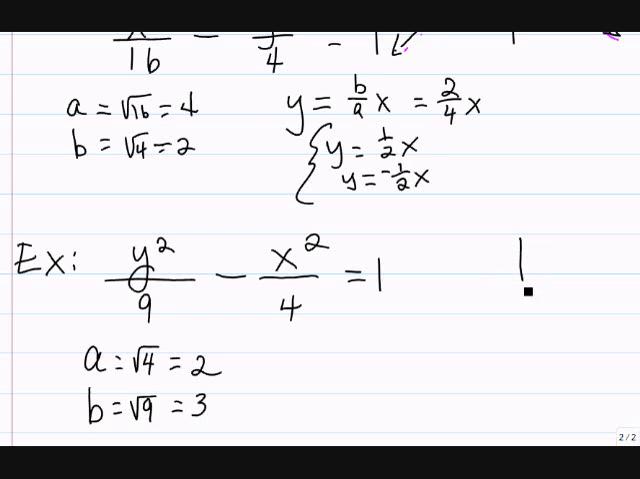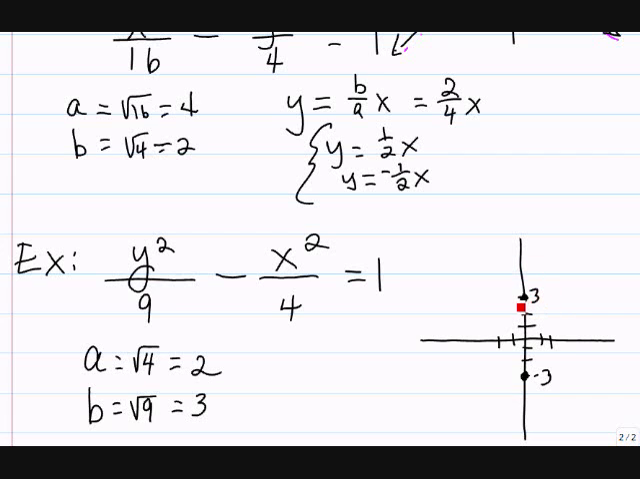Let me figure out where my vertex is. This is a y squared minus x squared, so this is a vertically oriented hyperbola. So my vertex is going to be on my y-axis here. Up 3, down 3 from the center. There are my vertices. I'm going to mark that other measurement, that a equals 2, also on my graph. 2 from the center.